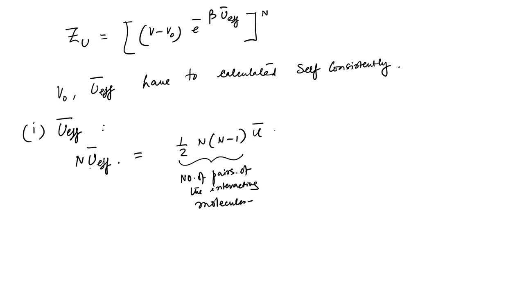Now, distinguish between the capital U and the small u that we have written here. This is of course a U average, and this can almost be written as equal to half N squared U average, because we have just neglected the factor minus 1 since N is large. So that gives an expression for U effective average, which is equal to half of N into U bar.